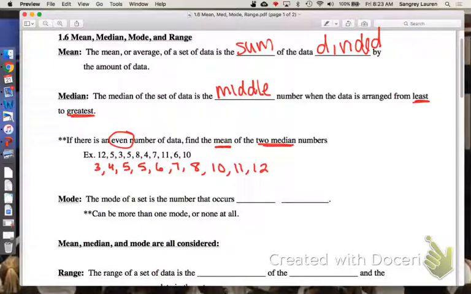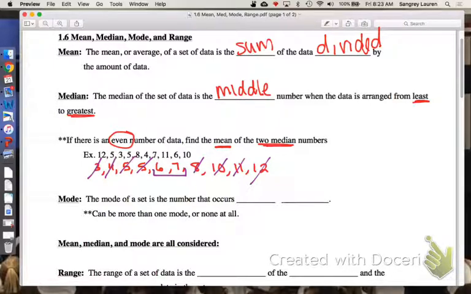So now all these numbers are least to greatest, and we need to find the middle. So sometimes it helps if we cross off pairs, so crossing off the smallest and the biggest, and then continue this pattern until we get to the middle. So right now we have two numbers in the middle. So now we need to find the mean of those two numbers.